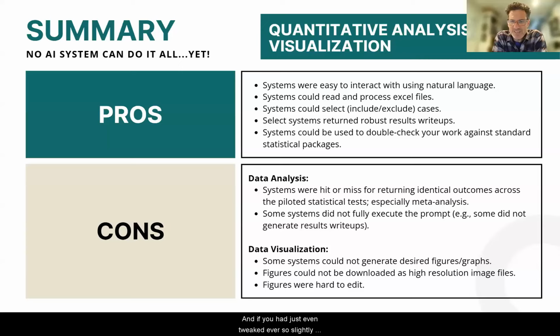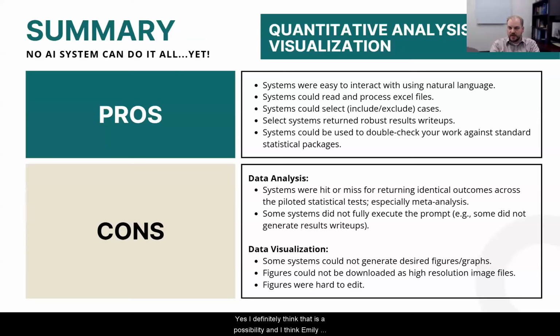And if you had even ever so slightly tweaked it, you could have gotten a very different response, showing that there's still a lot of user, not bias, but the user plays a major factor in working with the system. Yes, I definitely think that is a possibility, and I think Emily would agree that the prompt is sort of the end all be all, right? If you have a poor prompt, you're going to get a poor output. So garbage in is garbage out.